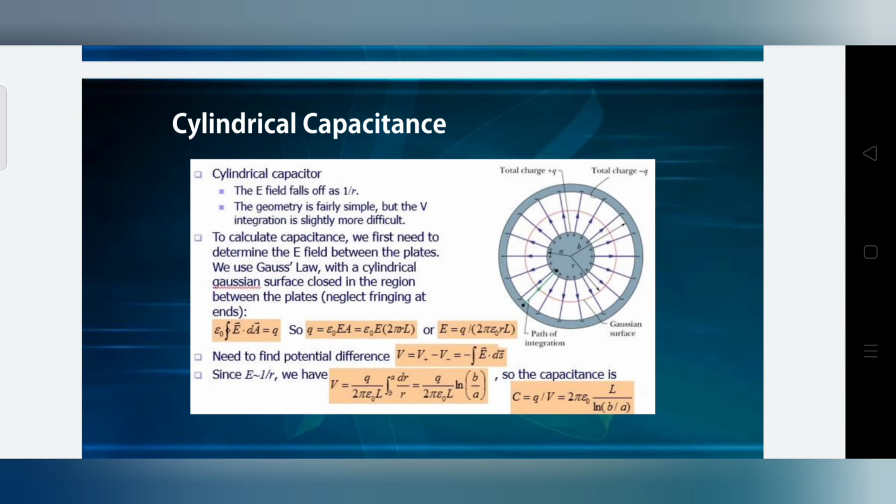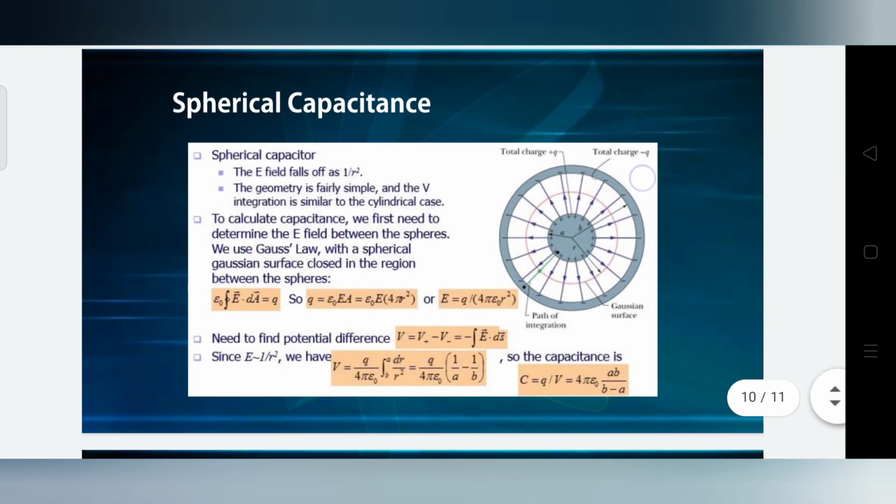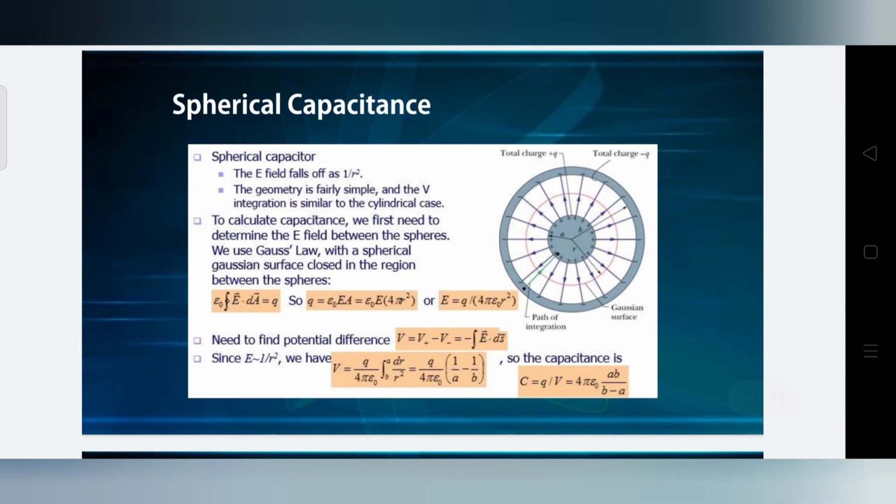So finally we get the capacitance C is equal to Q divided by V, which is equal to 2 pi epsilon naught capital L divided by ln of B by A. This is the cylindrical capacitance. Next one is spherical capacitance.